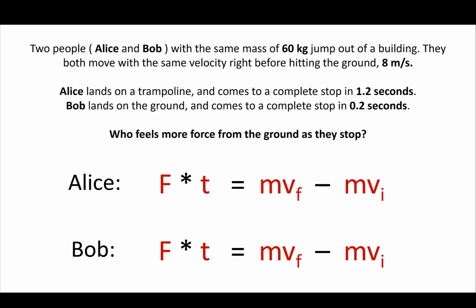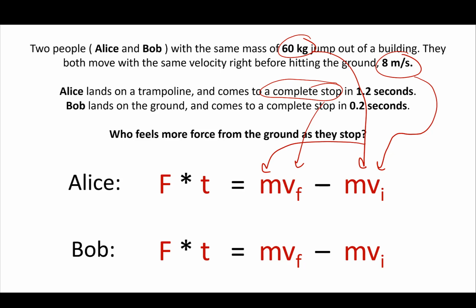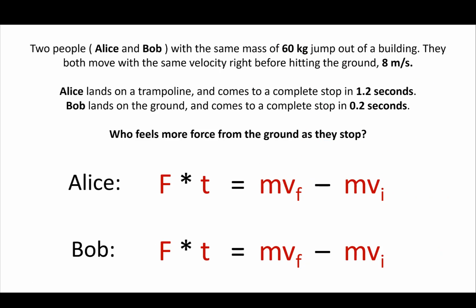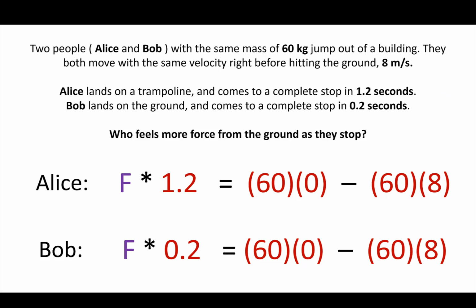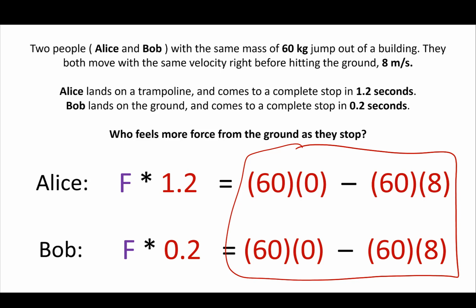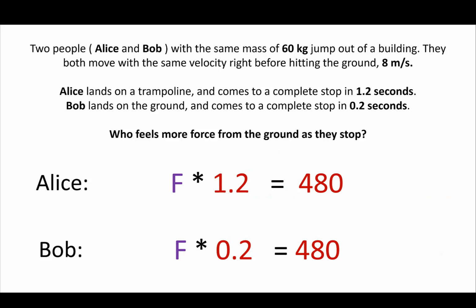We have Alice's impulse equation and Bob's impulse equation. Now they both have the same mass, and they're both moving at the same velocity right before they stop. They also come to a complete stop at the end. So when they come to a complete stop, that lets you know that the final velocity is 0. The velocity they're moving at right before they hit the ground is 8, and they have the same mass, both of them, which is 60. The only thing that is different about these two people is the amount of time that it takes to stop. Alice stops slowly on the trampoline. Bob stops quickly on the ground. So this side is going to be the same for both of them. Let me just solve that. That should be negative 480. My bad.